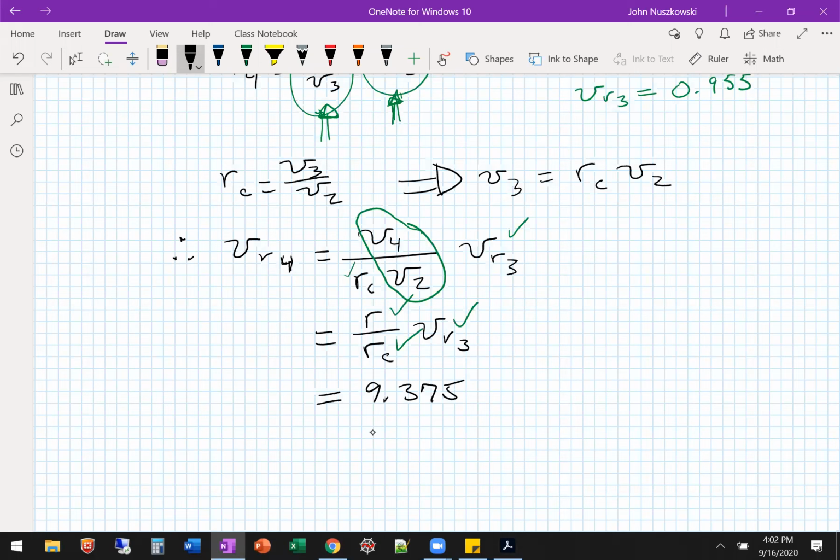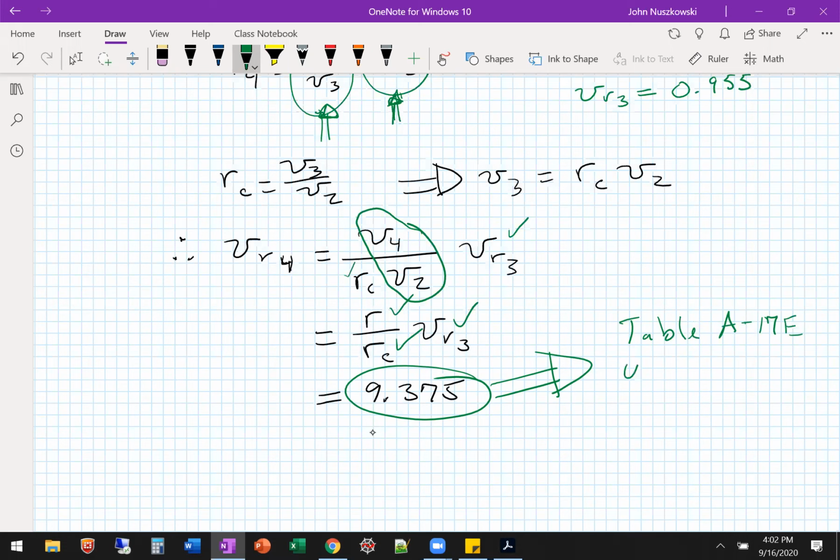So now we can look up U4 in the table. Yep, so we have that table. The table tells us all. So now U4 is 272.58.